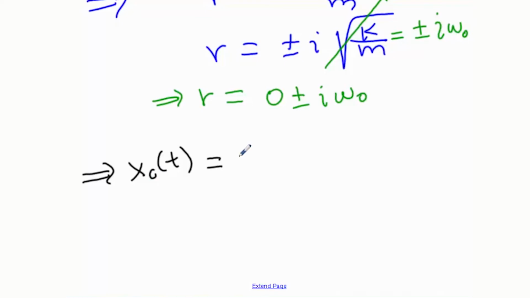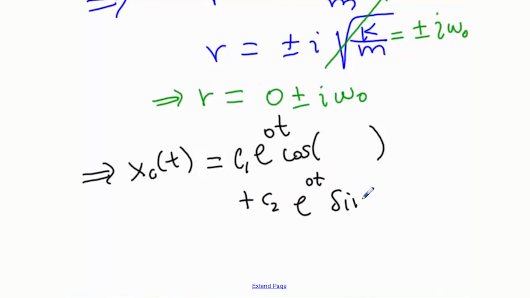complementary, as something that has the form c1 e to the 0 t cosine plus c2 e to the 0 t sine, right? And so this would be the part where we write this in the form, say, t omega 0 as the argument. You can also write omega 0 t as the argument of these trigonometric functions.